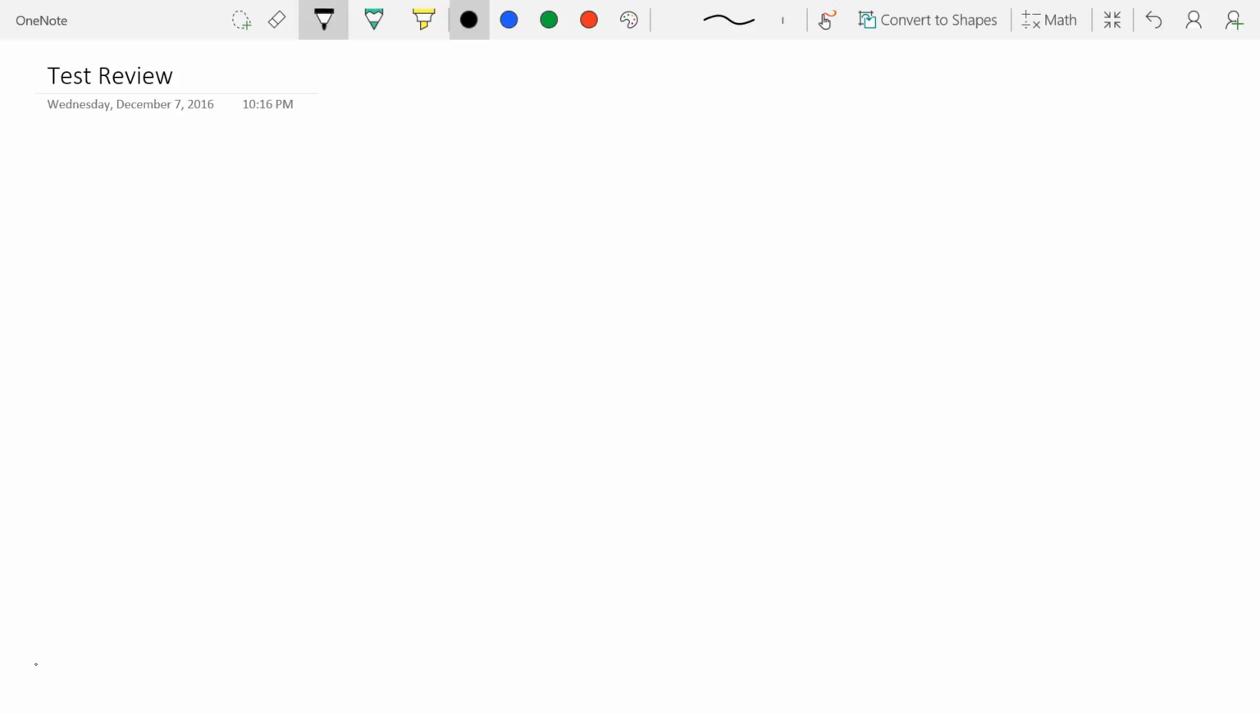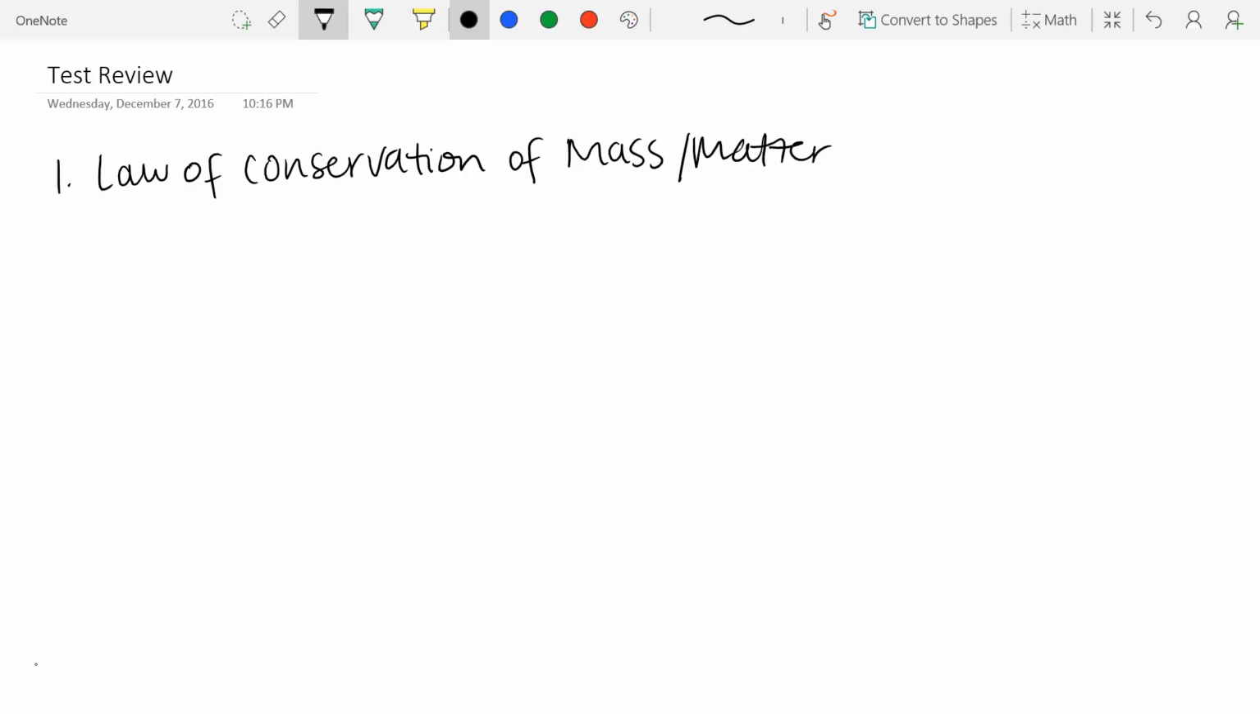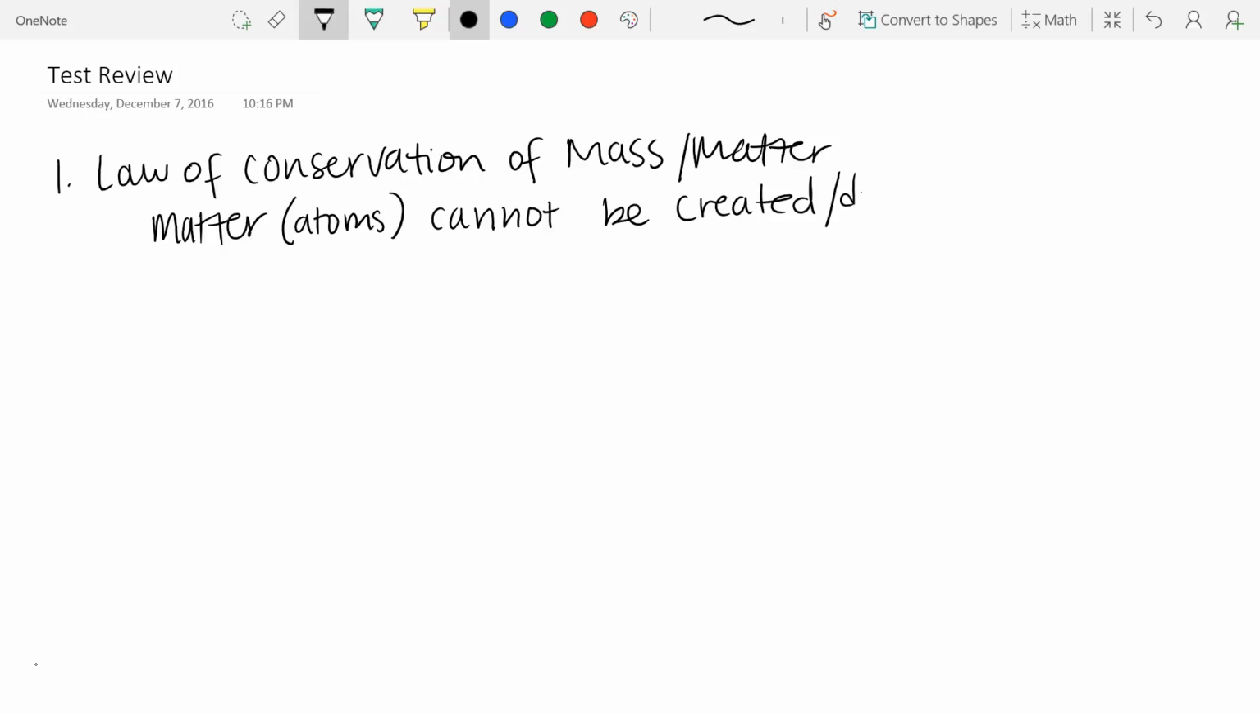So one of the first things we talked about was the law of conservation of mass. Now, if you were studying like you were supposed to, you will remember that the law of conservation of mass, or matter, either one, says that matter, which is made up of atoms, cannot be created or destroyed. That means that they can only be rearranged. And so this law has many applications.